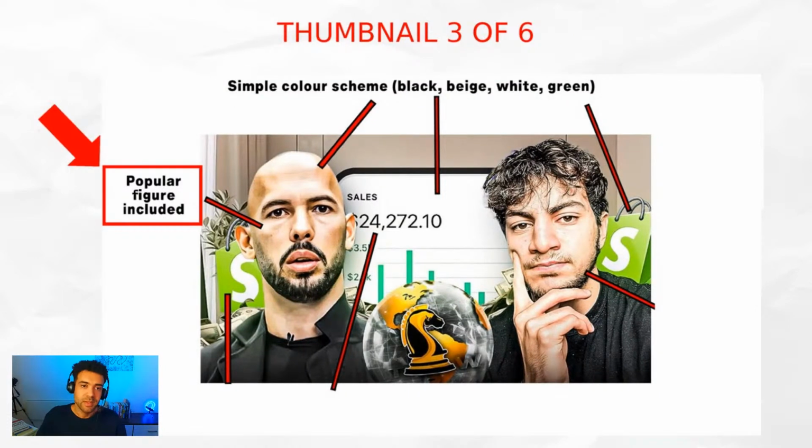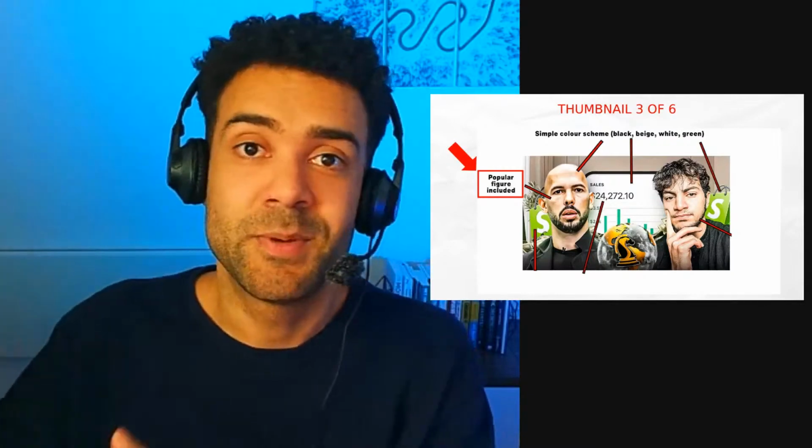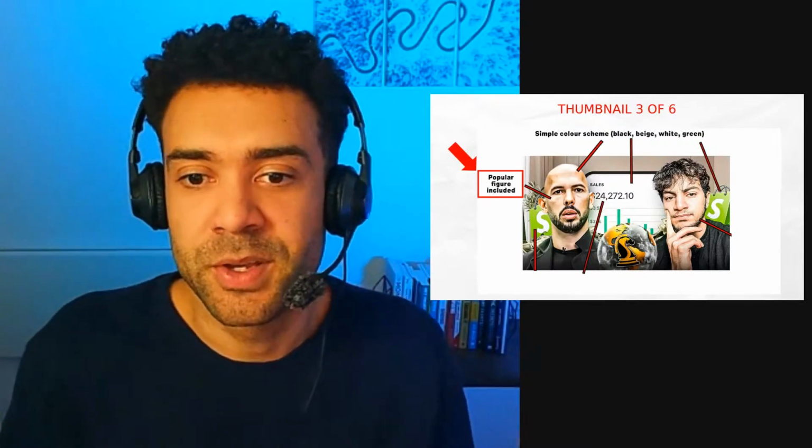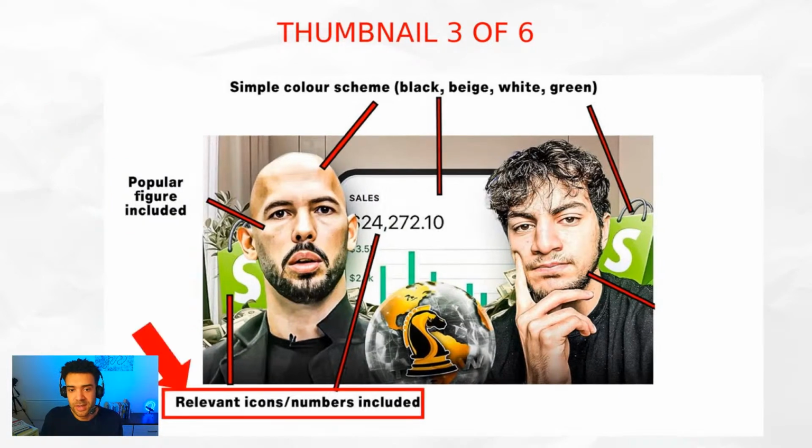Next up, this thumbnail includes the face of the popular figure that the video is about. And like I said, you only use this thumbnail if you are reviewing a product that's been released by a celebrity or released by a popular figure, because you need to be able to include that popular figure in your thumbnail if you're using this template to try and recreate the virality that the original YouTuber got. So include the popular figure on the left of the thumbnail.